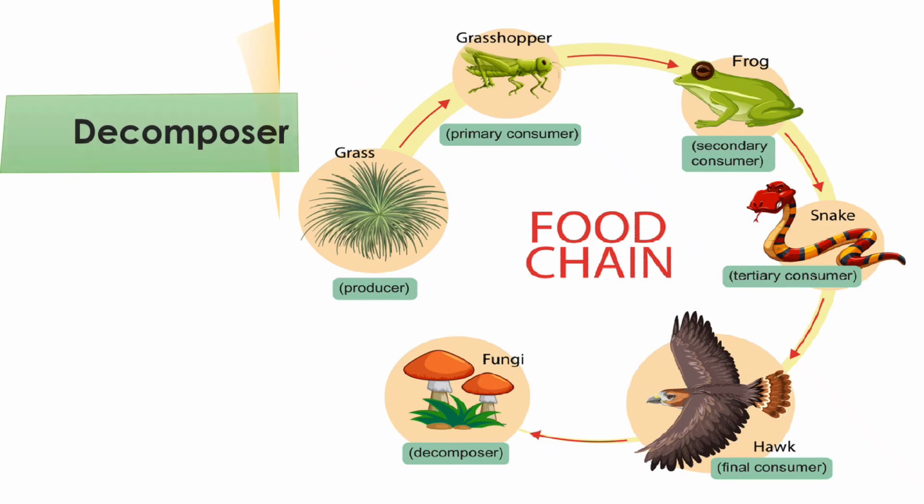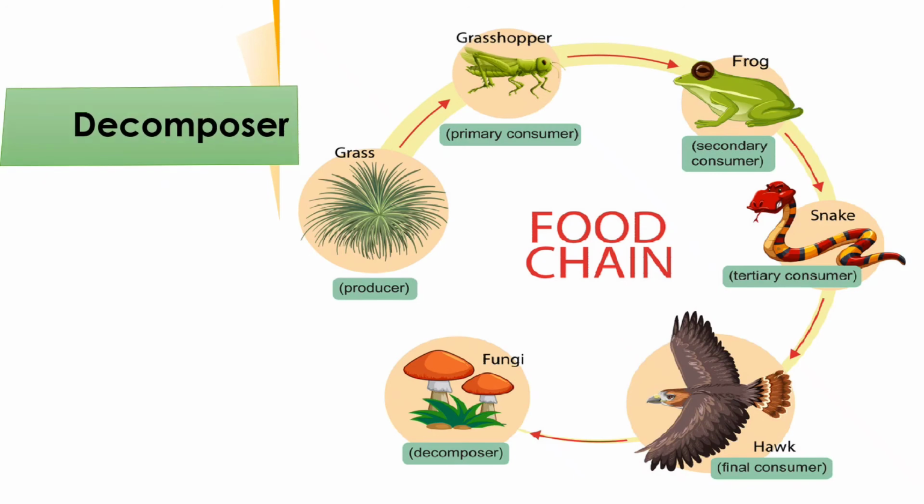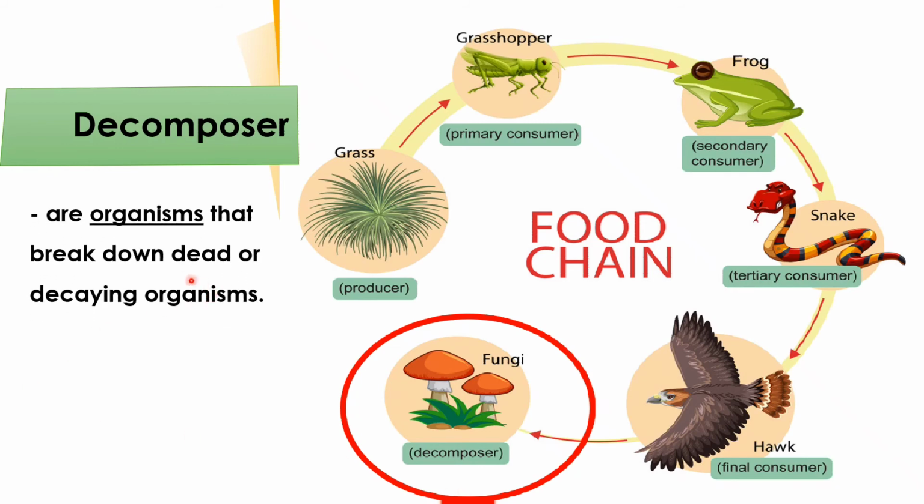Lastly, we have the decomposer. The decomposer is the last in our food chain. When we say decomposer, these are fungi or bacteria. These organisms break down dead or decaying organisms. So when this final consumer dies, technically the dead body will decay, and the fungi or the decomposer will help. So the dead body will return into the soil.